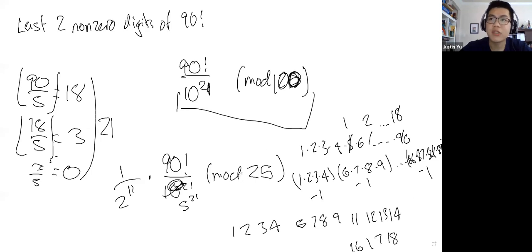Why are we taking it mod 25? Because mod 25 and mod 4 combined is mod 100 by the Chinese remainder theorem.